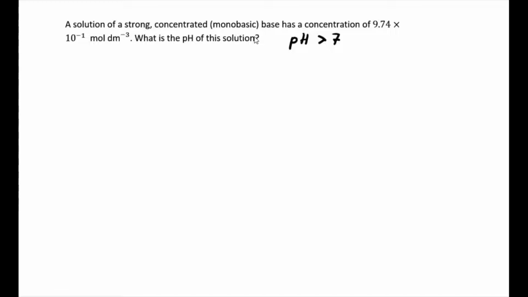Now, we cannot directly calculate the pH in this case because we are dealing with a base. But what we can do is try to figure out first the pOH, then we calculate the pH from this one. So what is going on? Let's write down a sort of scheme so that we understand what's going on.